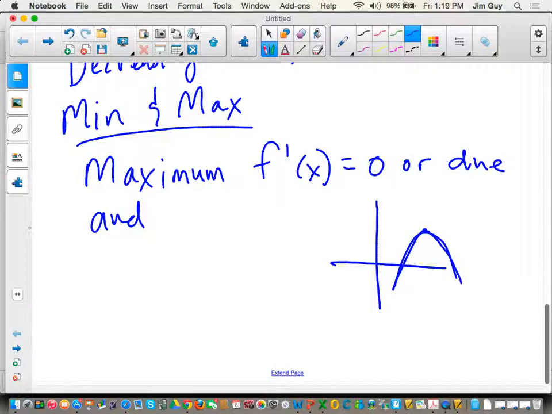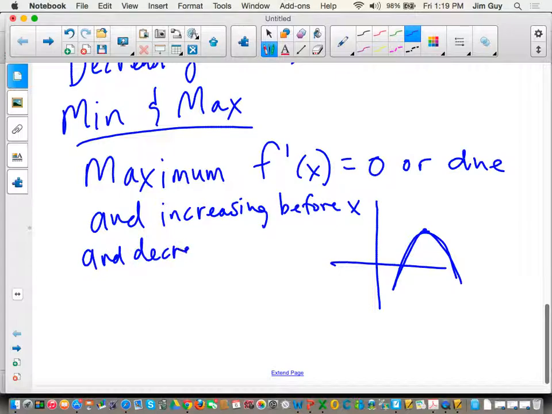What makes that a maximum? What would you say? How do you know for sure that's a maximum? What do you think, Luke? Increasing on the left, decreasing on the right. Perfect. And you can use those terms: increasing before this x value, and decreasing after.